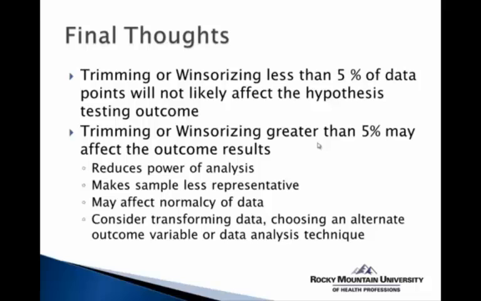So these are some things to consider as you look for outliers, as you think about how you're going to deal with your outliers. If we've got less than 5%, then trimming or Winsorizing is a perfectly acceptable way to do it. If we've got greater than 5%, we might need to really think quite hard about the pros and cons of trimming or Winsorizing.